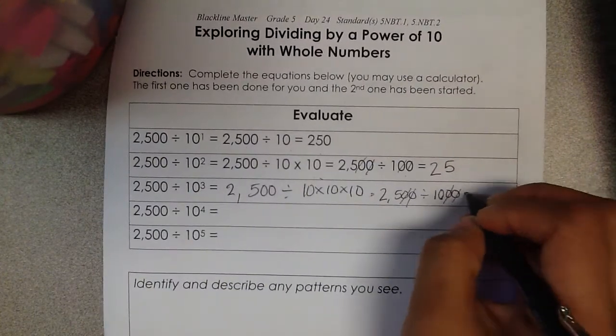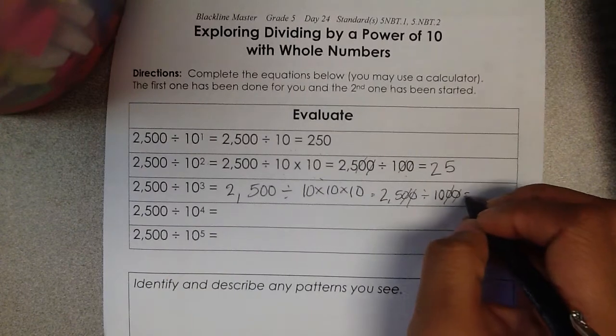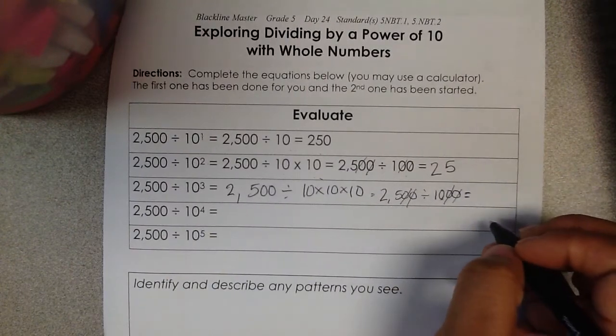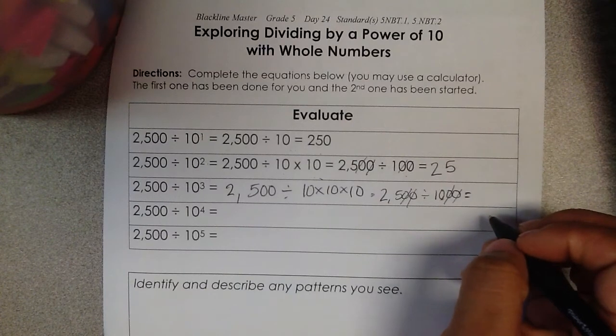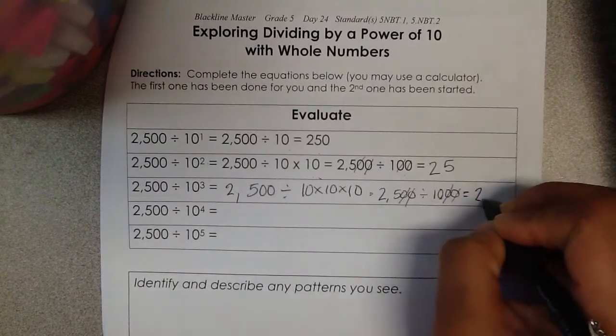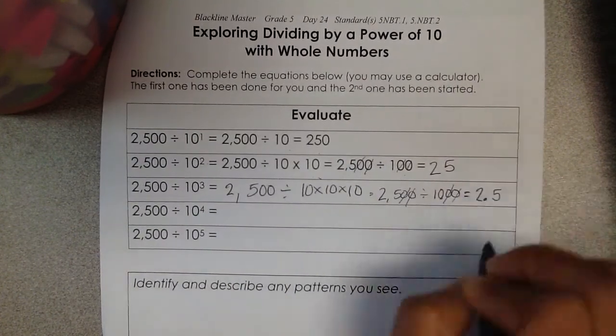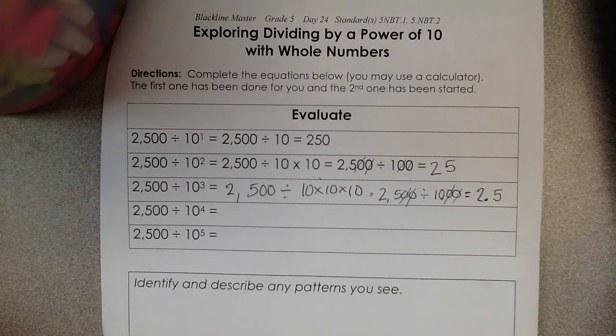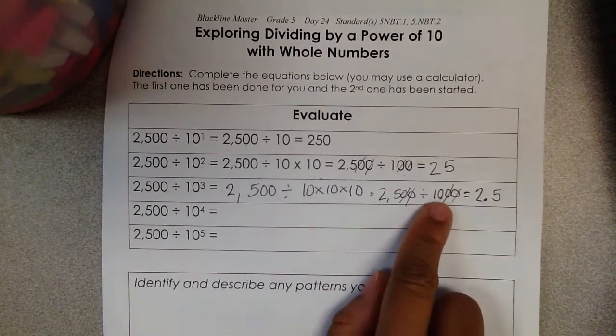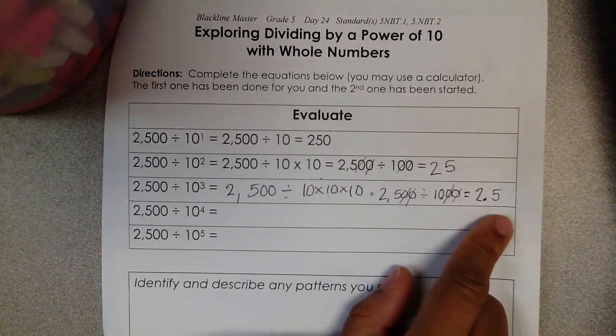That means my numbers now have to shift. Instead of shifting to the left and getting larger, they're going to shift to the right and they're going to get smaller. So now that answer is 2 5/10. When I divide 2,500 by 1,000, I get 2 5/10.